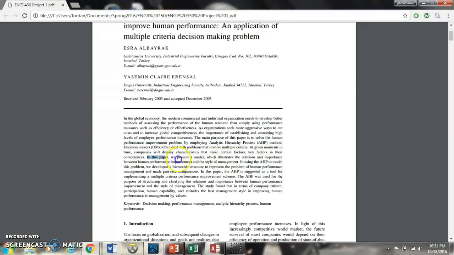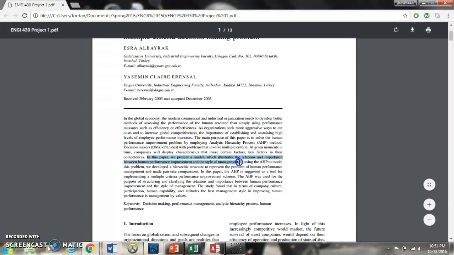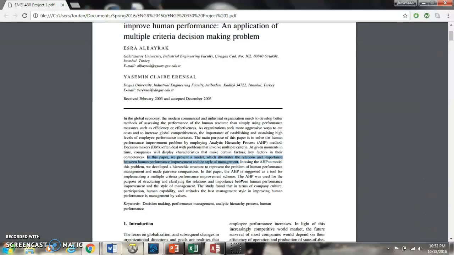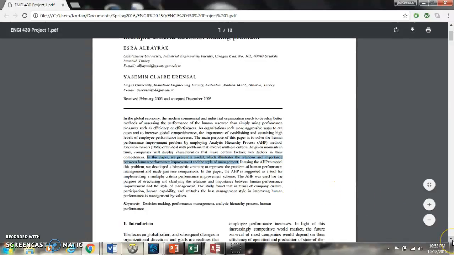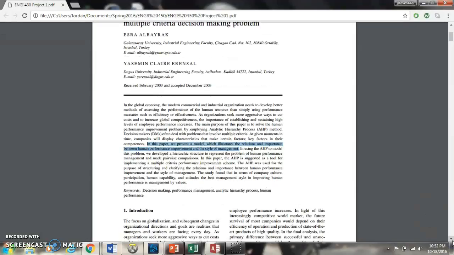In this paper, we present a model which illustrates the relations and importance between human performance improvement and style of management. So basically, in this paper, they want to increase human performance. That means the skills that make a person good at their job, make them work efficiently at their job, and how these styles of management are related to that.